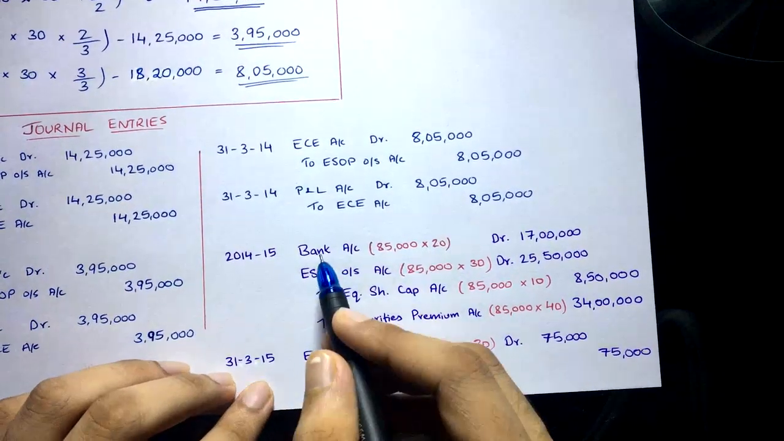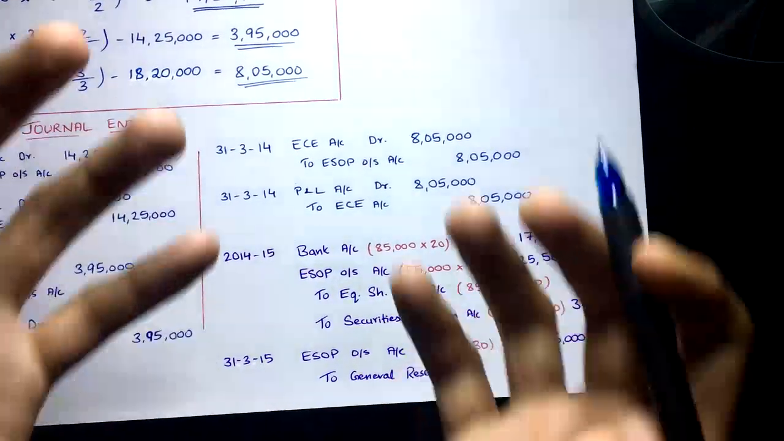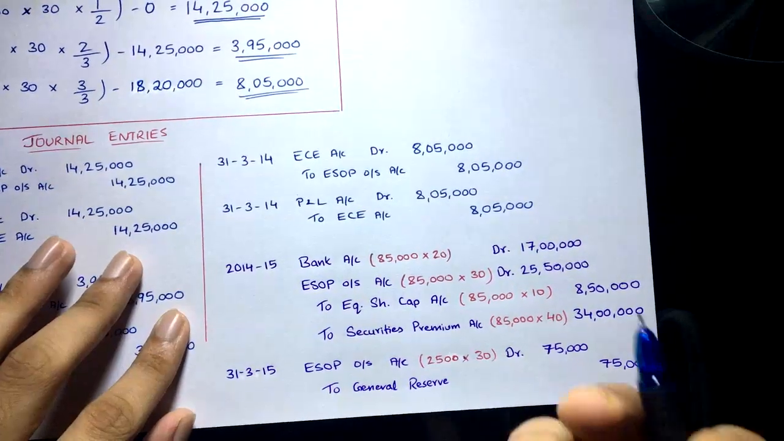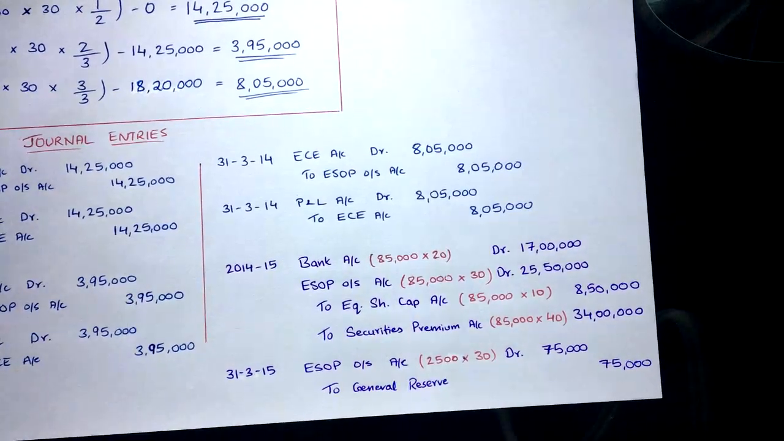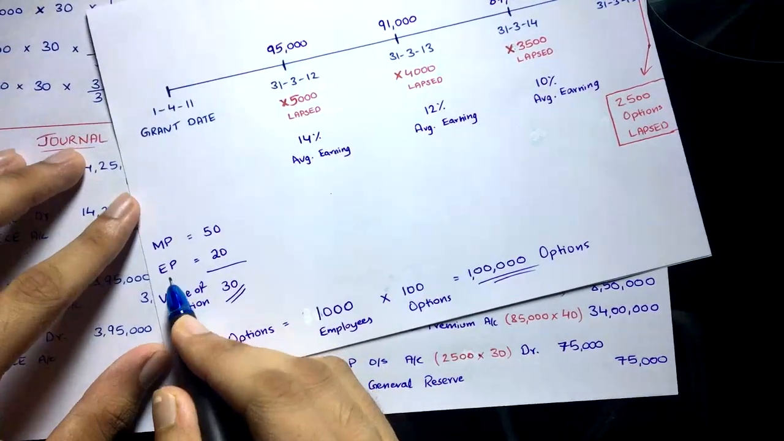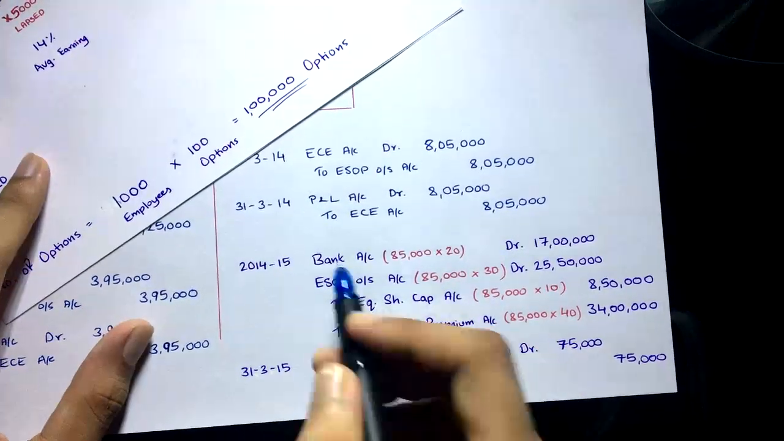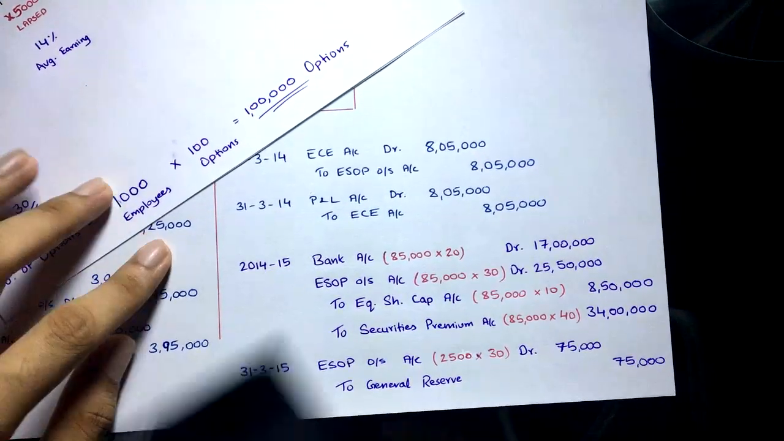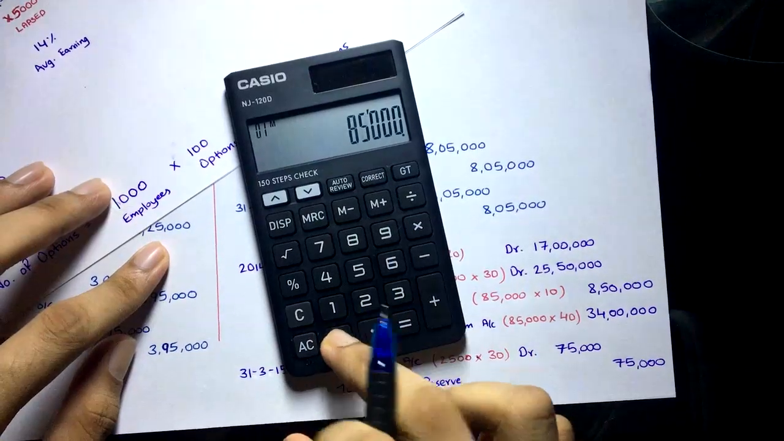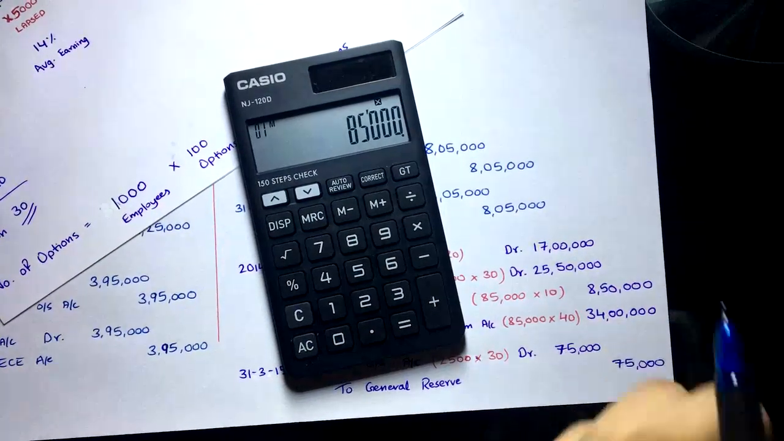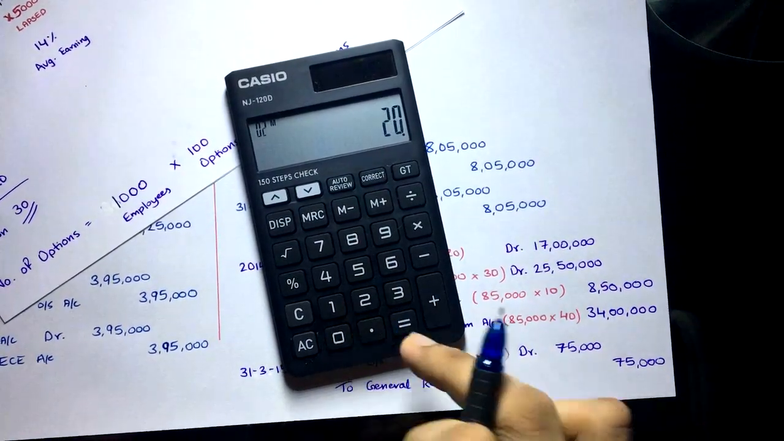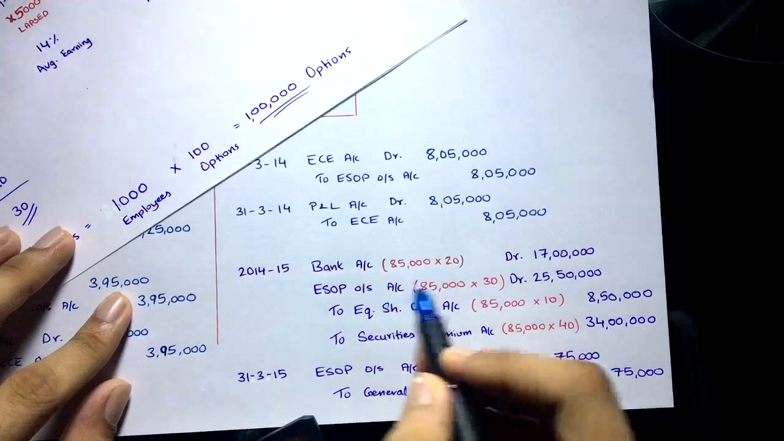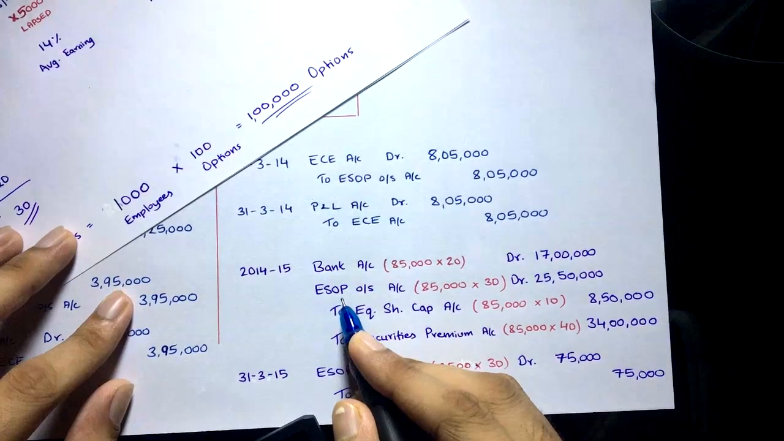So the entry would be very simple: bank account debit, because money is coming in. Since we are not giving the shares for free, they have to pay something, but it will be a low price. That's called the exercise price, at rupees 20 EP. So bank account: 85,000 options have been exercised, and we are going to get money on the exercise price of 20. That's equal to 17 lakh. So 17 lakh money is going to come in. So bank account debit 17 lakh, and then we have to cancel out this liability.